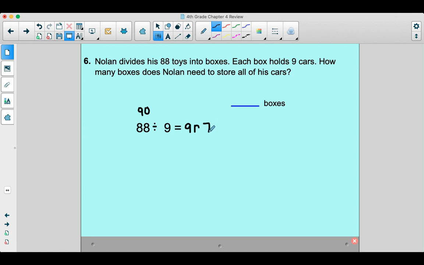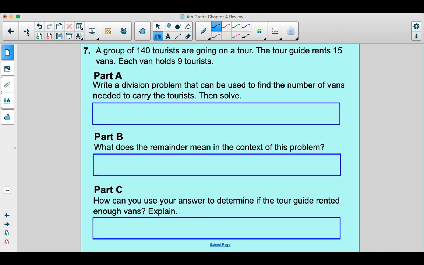Okay, now, are we going to leave those cars out? These would be extra cars not getting a box. Or are we going to do the same thing as last time and increase the quotient by 1? So instead of having 9 boxes with 7 cars laying around, we would just buy 10 boxes, right? So the answer here would have to be 10. We'd increase that quotient by 1.